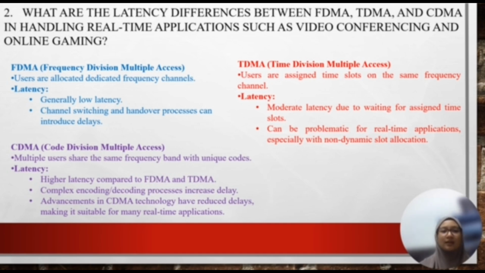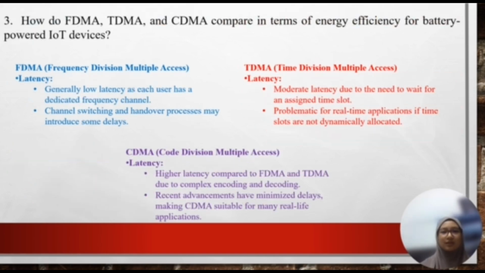allocation. And for the CDMA, multiple users share the same frequency band with unique codes, and the latency for CDMA is higher compared to FDMA and TDMA. Complex encoding and decoding processes increase delay, but advancements in CDMA technology have reduced delays, making it suitable for many real-time applications.